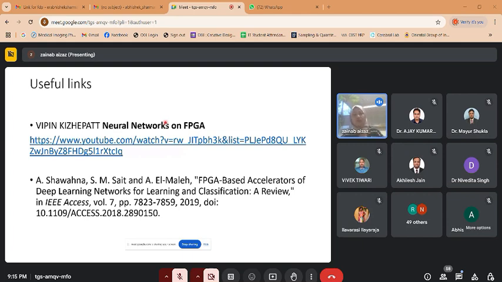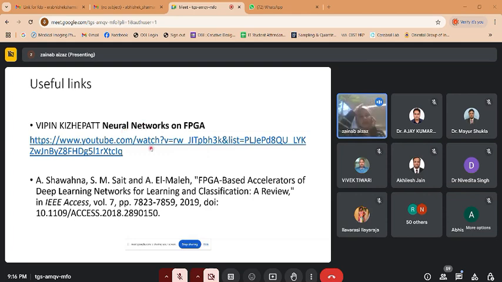So, what are the useful things you can do for now? The key takeaway of this lecture is, I believe, what I've told you, that it's not very difficult to make a machine learning algorithm work on your own chip, right? A very good lecture is by Vipin Kizheppatt. He is a professor at BITS Pilani, India. He told everything from A to Z, how you can model a neural network on an FPGA. This was very important for me. I've learned a lot from this one, so I want to share it with all of you.